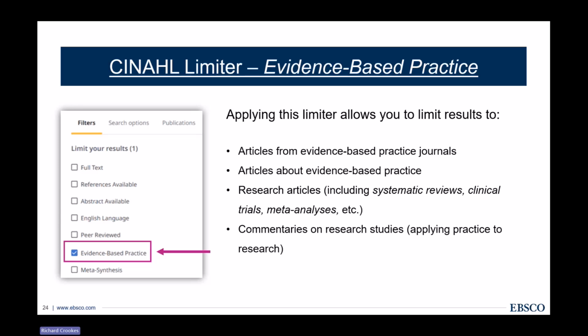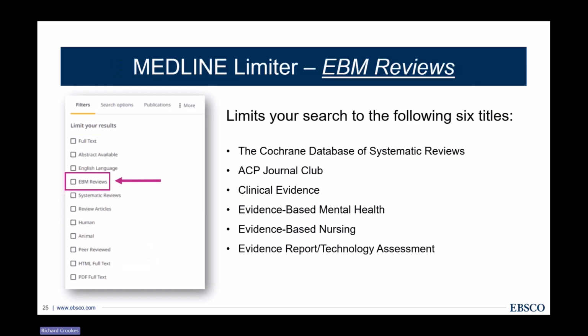And likewise, EBM reviews is also an option within the filters panel within the default landing page, but this time it limits your search to the following six titles: the Cochrane Database of Systematic Reviews, ACP Journal Club, Clinical Evidence, Evidence-Based Mental Health, Evidence-Based Nursing, and so on. So essentially then, this limiter is valuable because it limits your search to a small set of titles that apply very strict criteria and therefore include high quality evidence-based content, including systematic reviews. So again, these can be applied from the landing page.